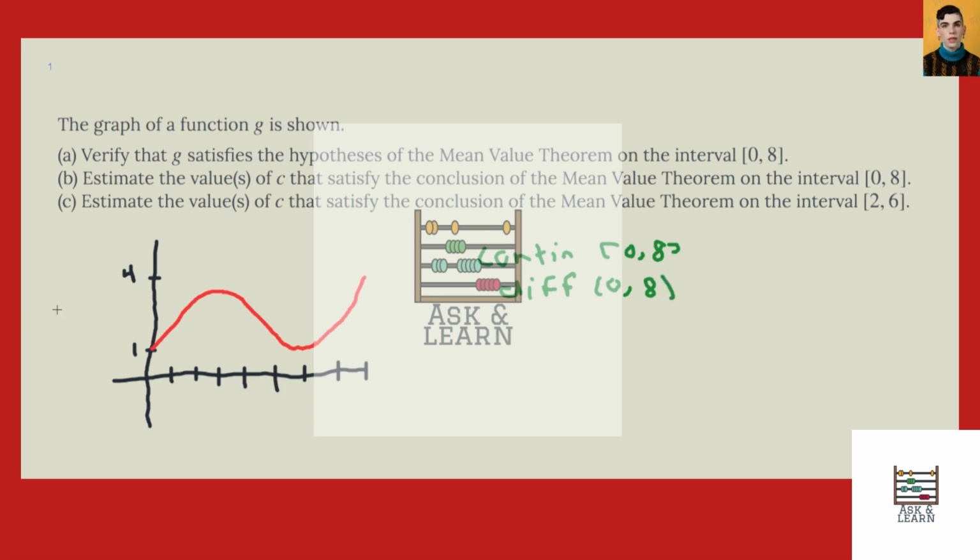So if we look at this function, we know it's continuous because we can draw this function without picking up our pencil. And you can see that there are no holes or any sort of weird things happening. And so that means that this satisfies the hypothesis for the mean value theorem.